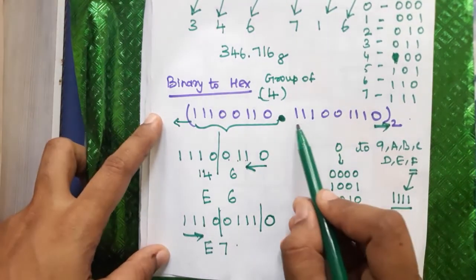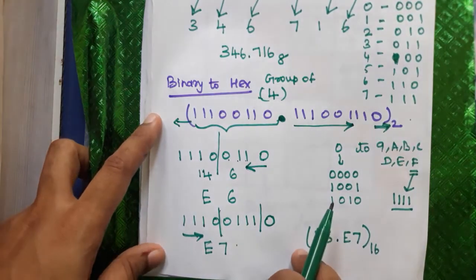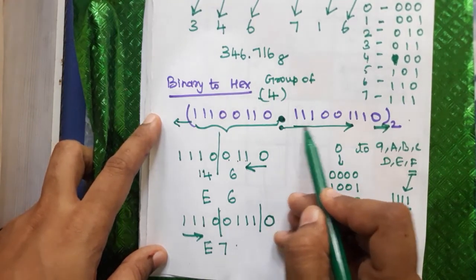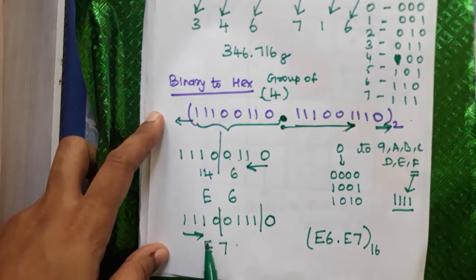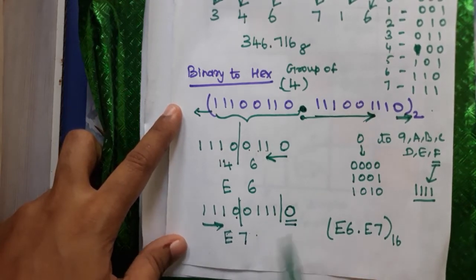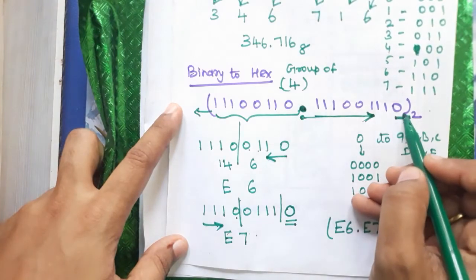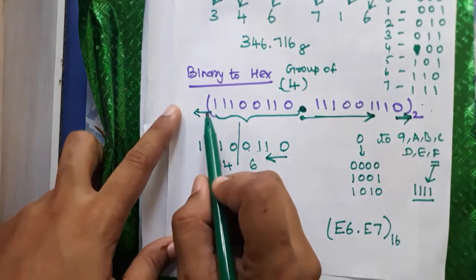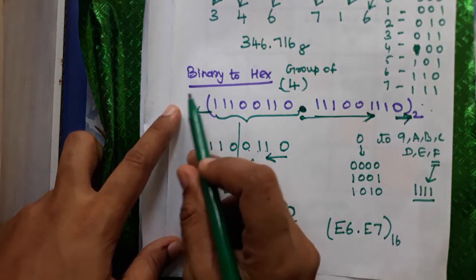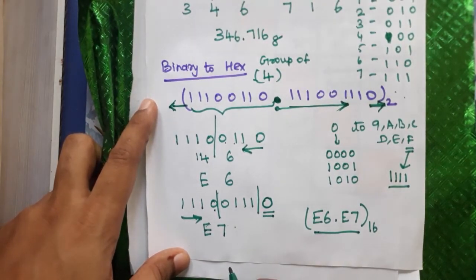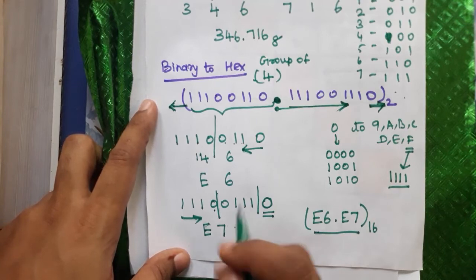And similarly, the fractional part is grouped in this way. Starting from the dot, I move in the right direction. So I get E for the first group, then 0111 gives 7, and the last 0 is insignificant. The zeros on the right side at the end of the fractional part are insignificant. Again, additional zeros on the MSB side are also insignificant. Yes. So the answer we get is E6.E7 as the hexadecimal equivalent for the binary number.